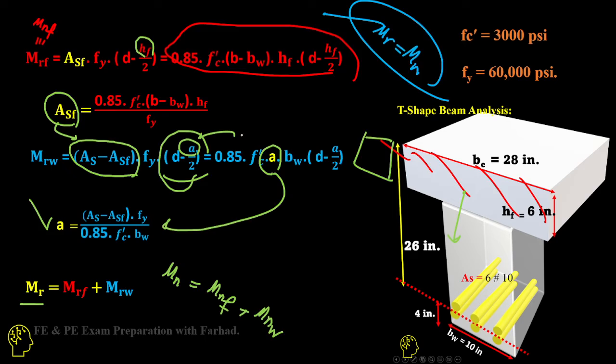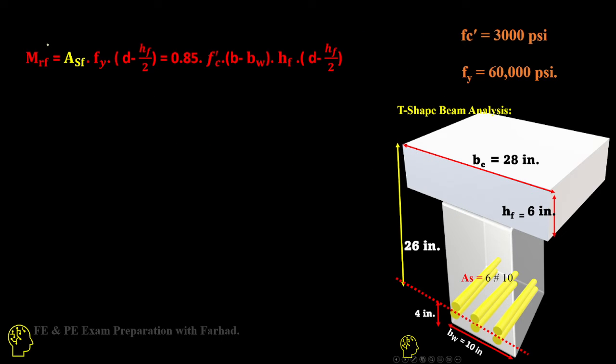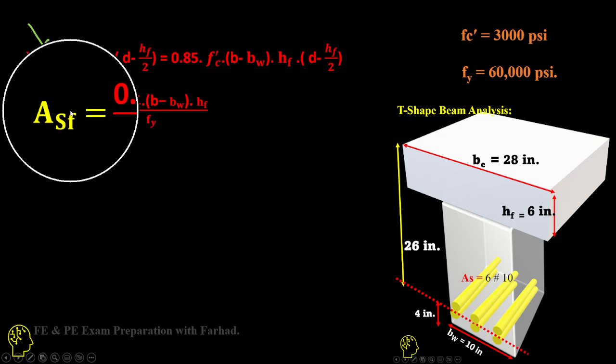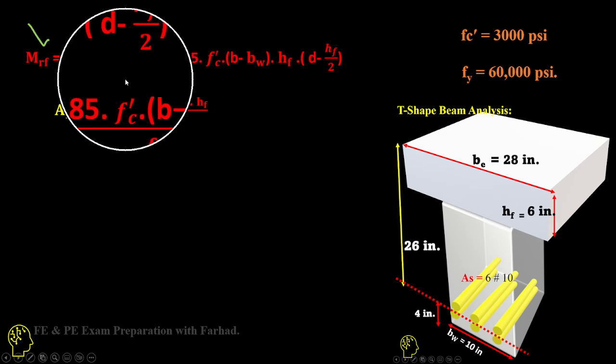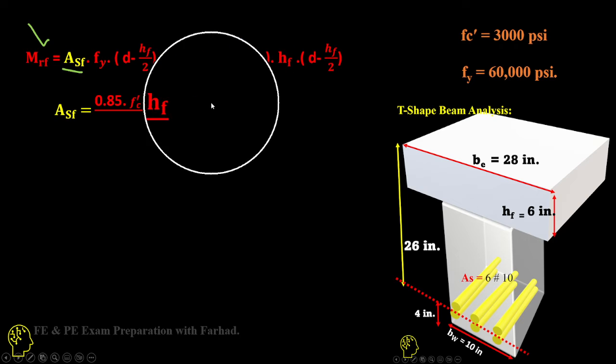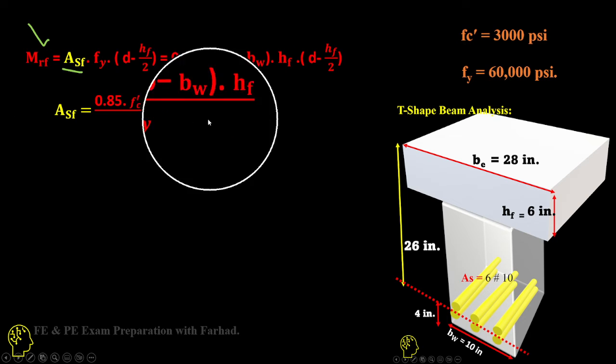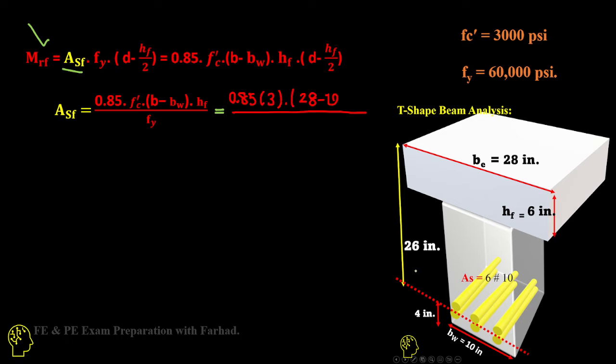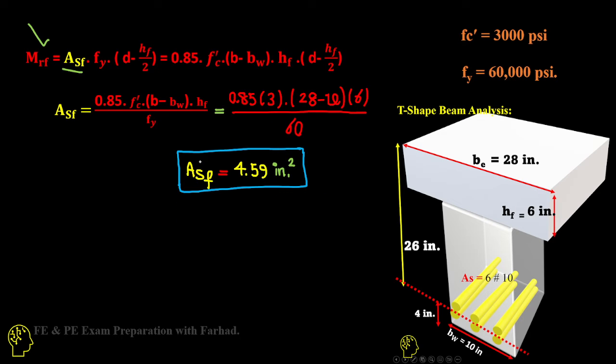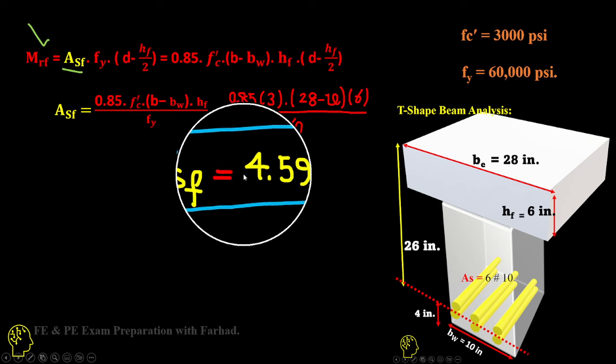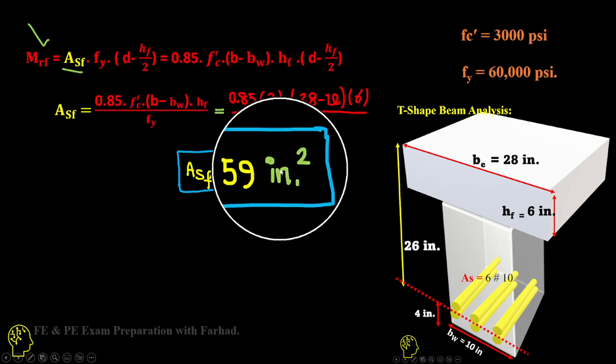So let's approach the problem. The resistant moment related to the flange, ASF, is the only unknown here. If you just write down this equation, with the forces equal to each other, it gives us the area of steel for the flange. If you place in the numeric value, the area of steel related to the flange, ASF, is equal to 4.59 inches squared.